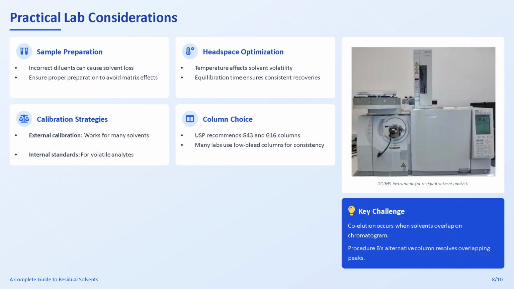Column choice also matters. USP recommends G43 and G16, but many labs prefer low-bleed modern columns for better reproducibility. And one of the most common challenges is coelution, when two solvents overlap on the chromatogram. That's why USP uses two different columns in Procedures A and B.